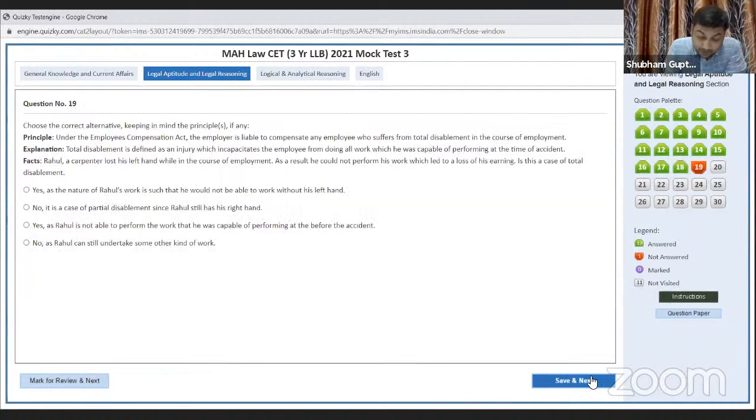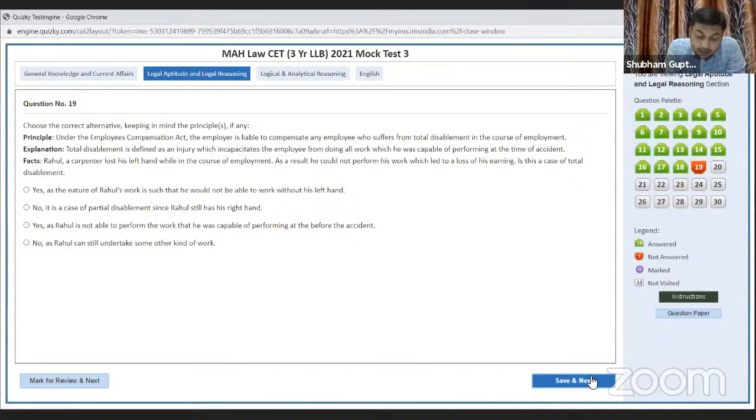Let's mark it. Under the Employees Contract Act, the employer is liable to compensate any employee who suffers from total disablement in the course of employment. So if an employee is disabled during the employment, he would be liable to be paid by the employer. Total disablement is defined as an injury which incapacitates the employee from doing all the work which he was capable of performing. So the explanation is very good.